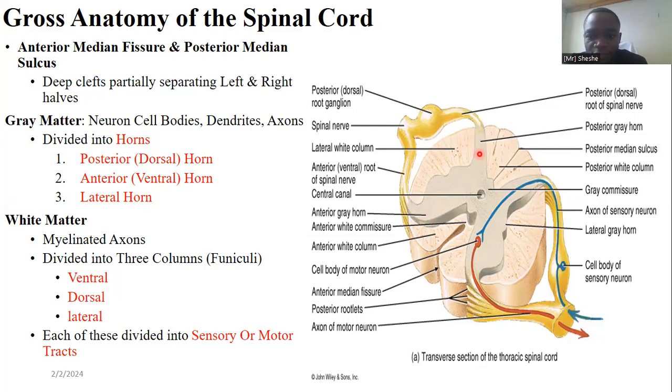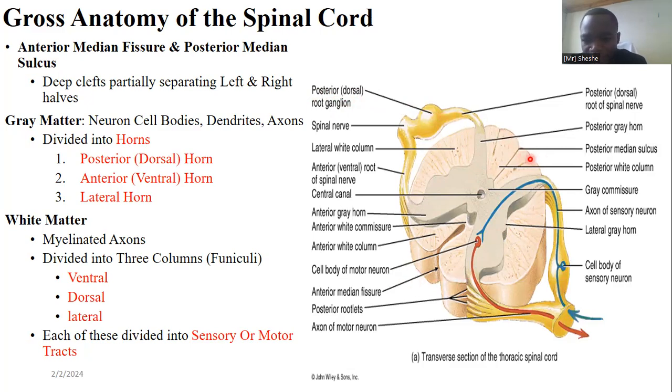Before I even go any further, I would like you to see this structure here. We call that a ganglion, all right? A ganglion is a collection of cell bodies outside the central nervous system. Inside the central nervous system, we call it gray matter or nuclei. I explained this in the previous discussion. This is another ganglion, the posterior dorsal root ganglion. So this is the anterior part of the spinal cord.